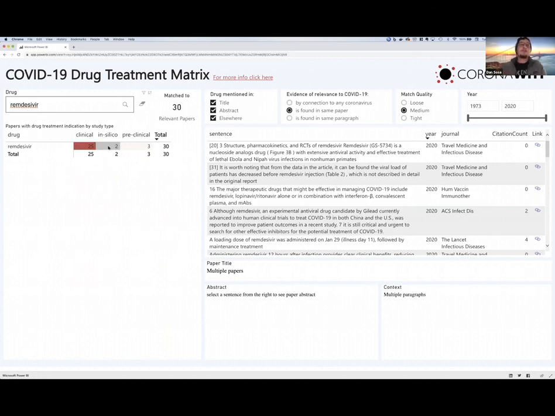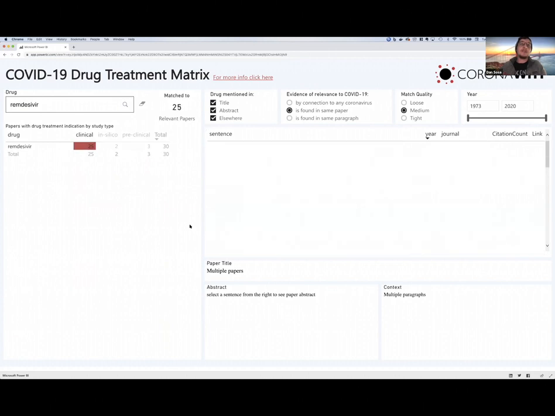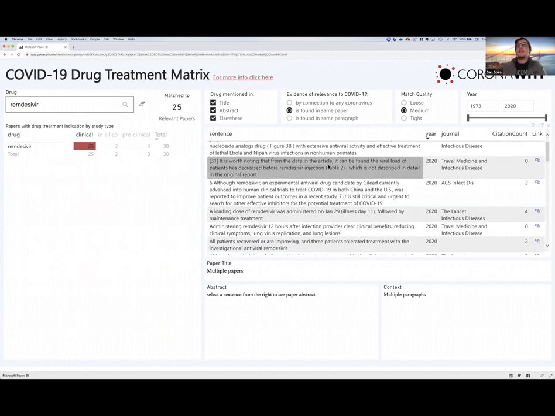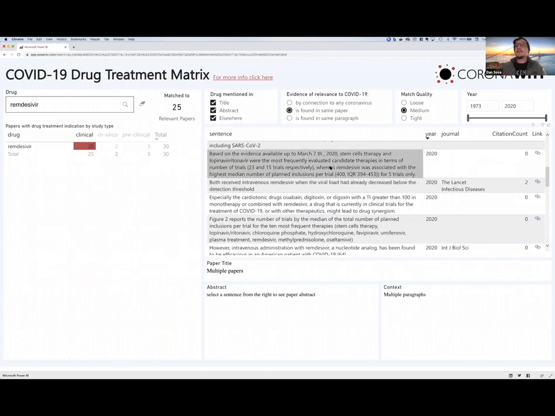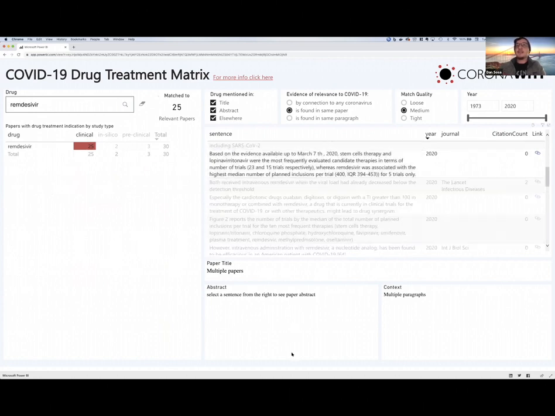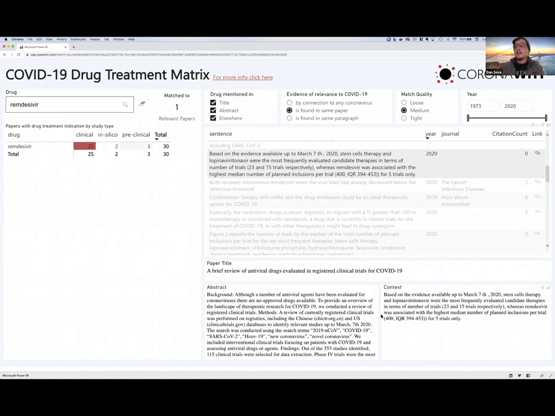And we can select based on the study type. So maybe we're interested in only clinical studies. And then we can look for specific sentences where remdesivir is being used as a treatment. I can click the sentence and then I see the context. So this is the paragraph where that sentence was mentioned, and the abstract and the title of the paper that it comes from, with a little bit of data about the year, the journal, etc.